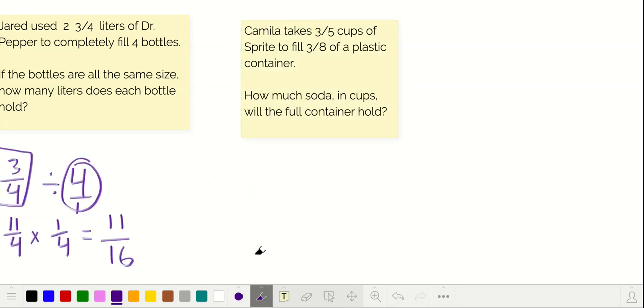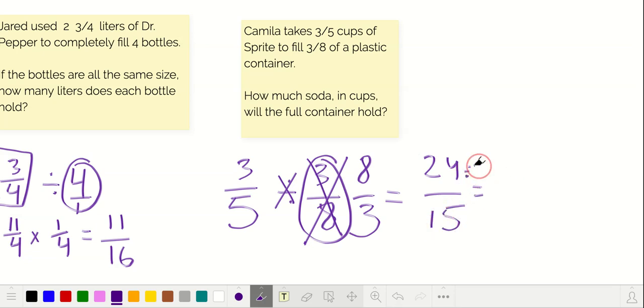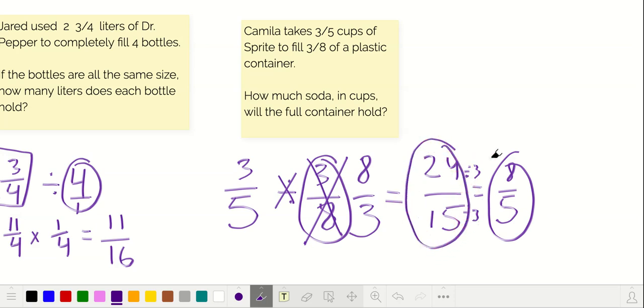So 3/5 will go first for this problem, and then we're going to divide it by the part, which is 3/8. This one we don't have to rename anything, thankfully. So we just have to find the reciprocal of this, which is 8/3, and we're going to multiply, and we're going to get 24/15, which can be simplified to 8/5 by dividing by 3. We get 8/5. You can leave your answer as this. You can also leave your answer as this. And of course, you can rename it as a mixed number, 1 3/5.